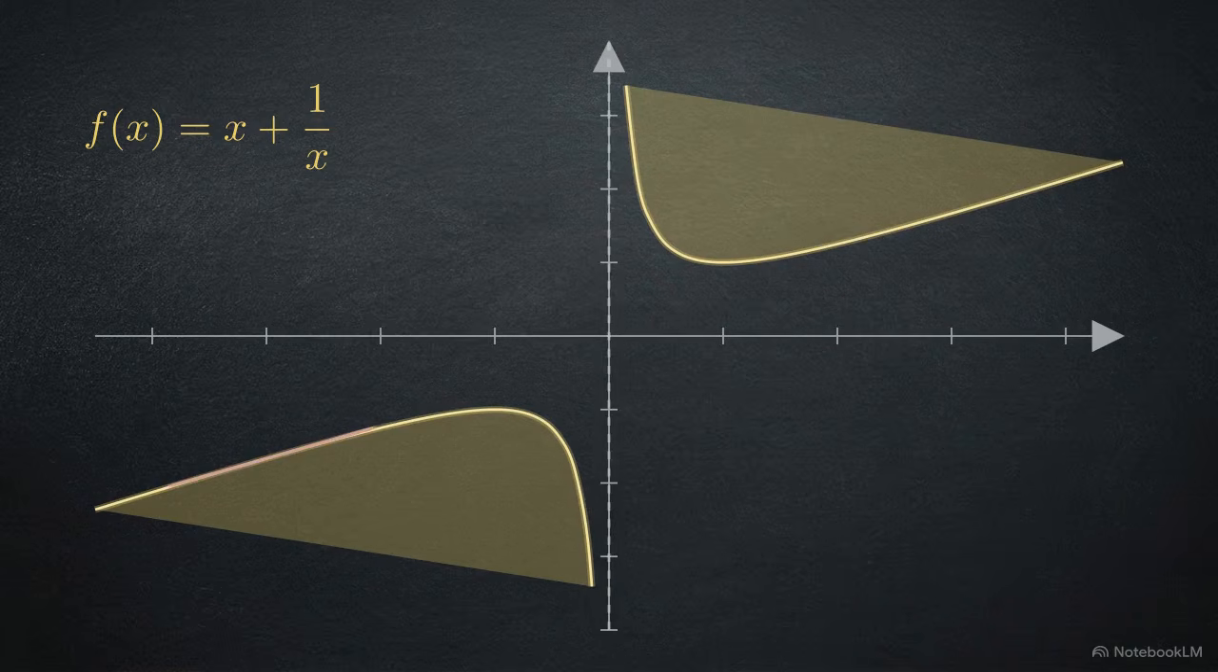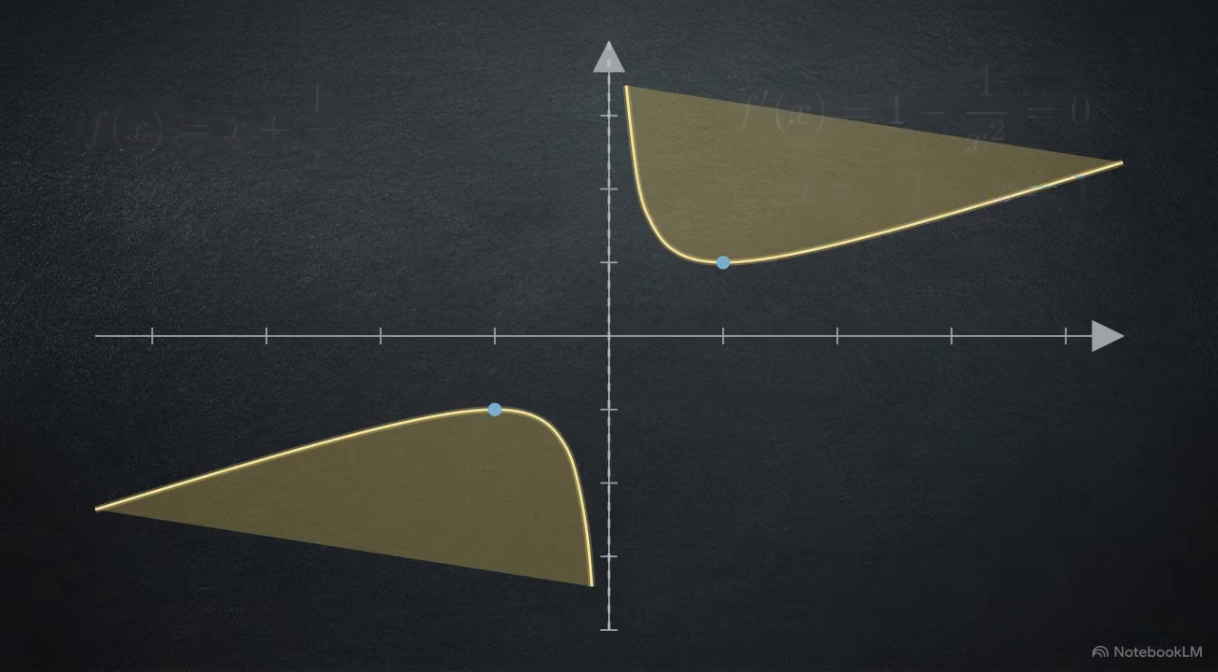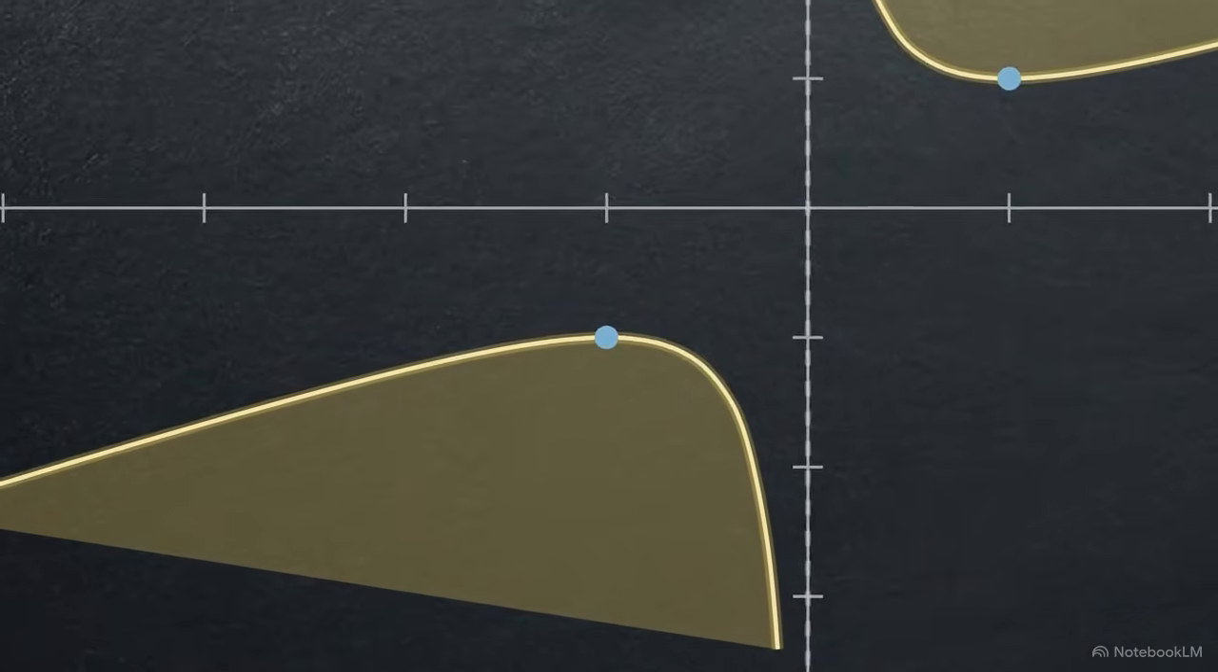To find structural limits, we look for critical points where the rate of change hits 0, represented by a perfectly horizontal tangent line. We calculate the first derivative and solve for 0. The resulting math identifies two specific coordinates, x equals -1 and +1.